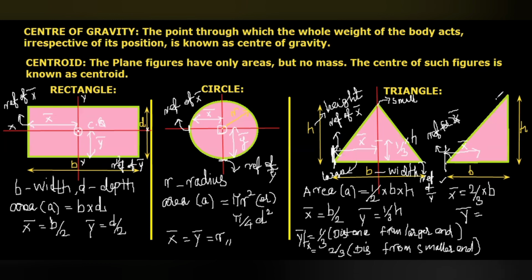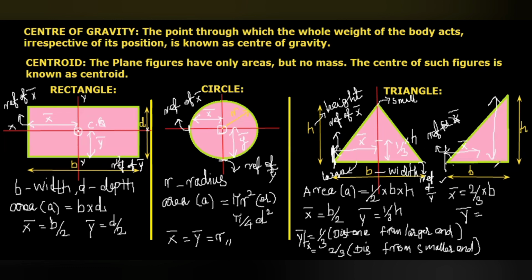Then y bar. For y bar, this is the vertical axis, and we know that the bottommost line is the reference. Then here you can see for this vertical axis, this is the larger dimension. When you consider the vertical, this is the larger because it has b.